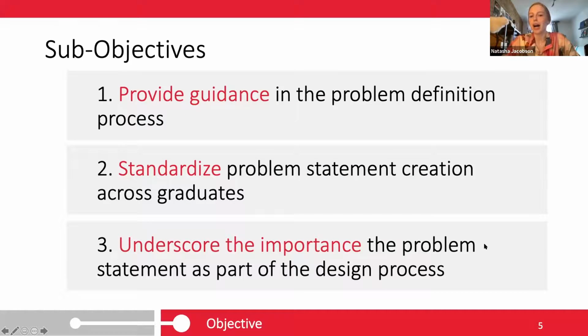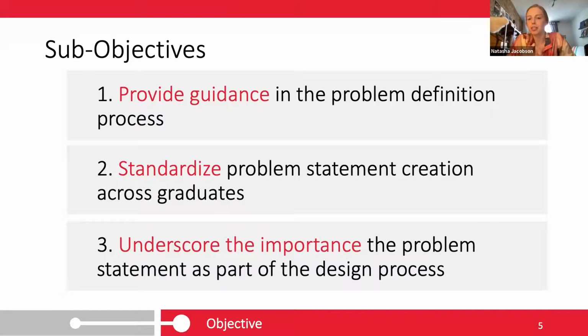We wanted to provide guidance in the problem definition process, first of all. We wanted to break that 2-month gap into smaller chunks. Next, we wanted to standardize problem statement creation across our graduates. We wanted industry members to be able to count on McGill mechanical engineering graduates to consistently produce an accurate problem statement. And finally, we wanted to underscore the importance of the problem statement as part of that design process. Like I said before, if you don't have what your client needs in your problem statement, you're going to be producing something that perhaps is incredible, but doesn't actually achieve your underlying goal.